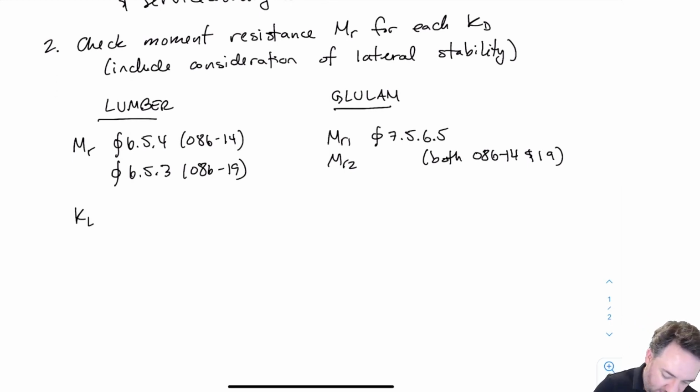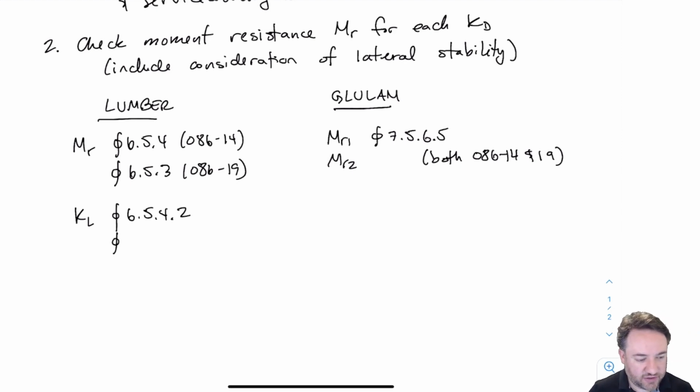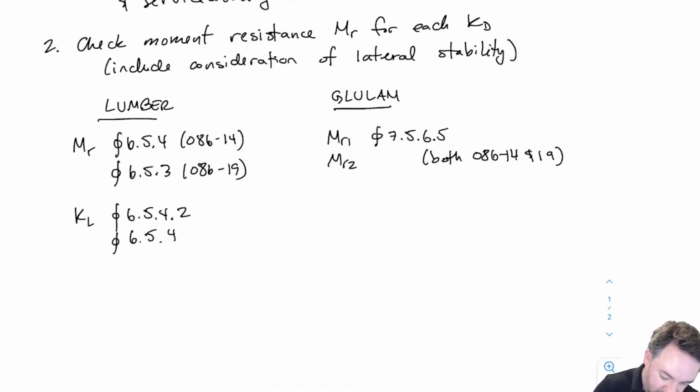For lumber, we have a KL check where you'll recall we see if we have our dimensions and our aspect ratio and our boundary conditions for lateral stability. If they fit a certain set of criteria, then we can say that KL equals 1, and that's what's found in 6.5.4.2 and 6.5.3.2.